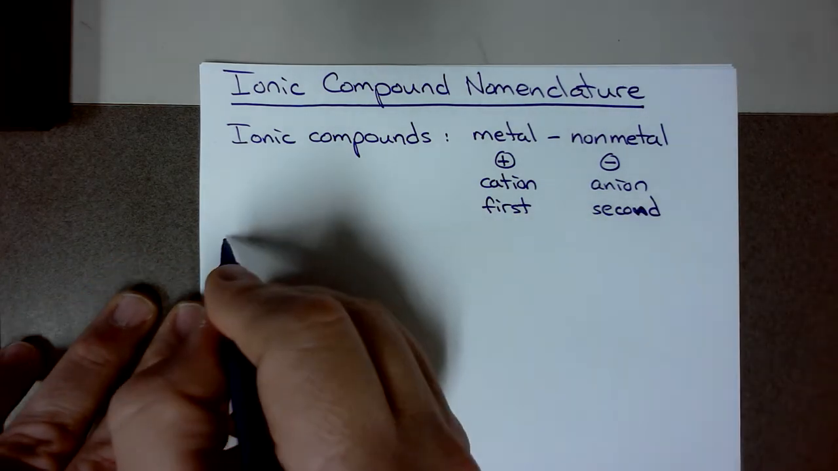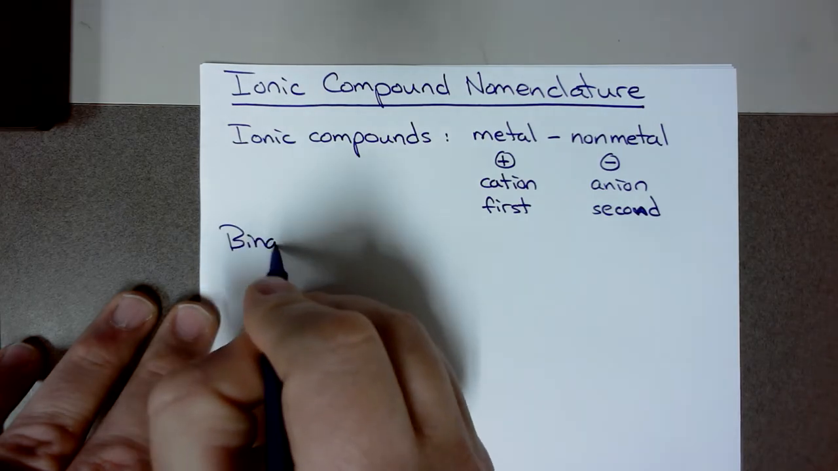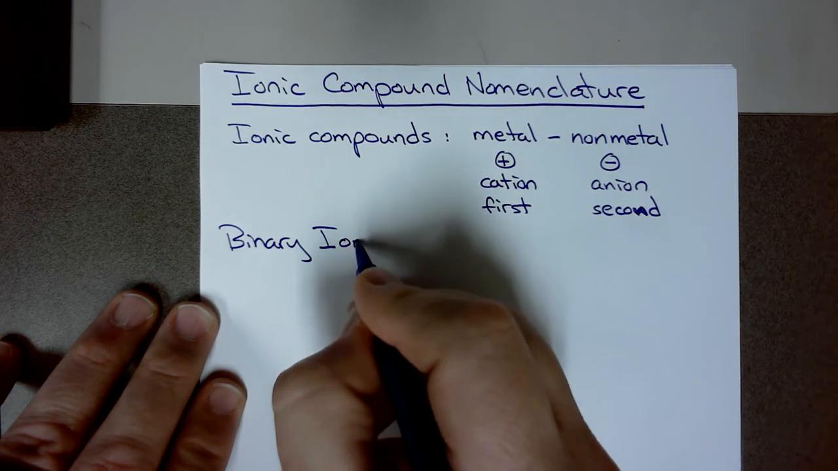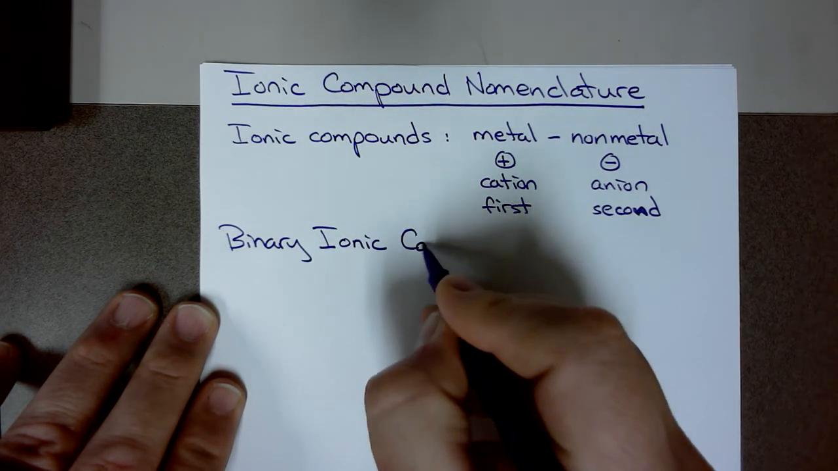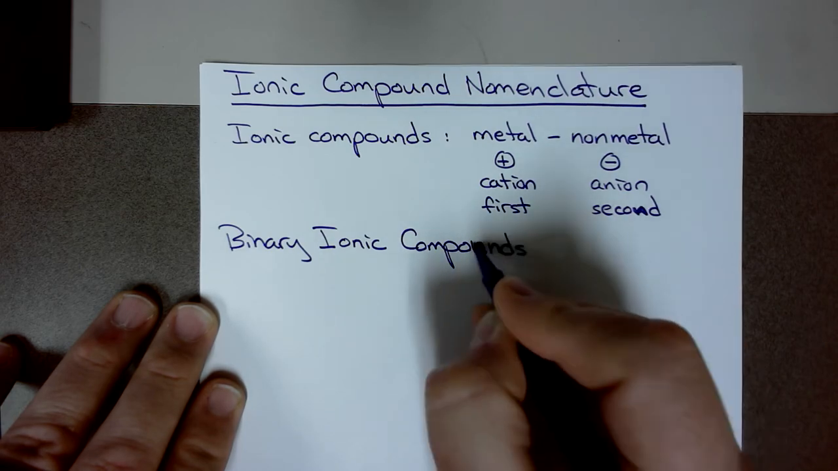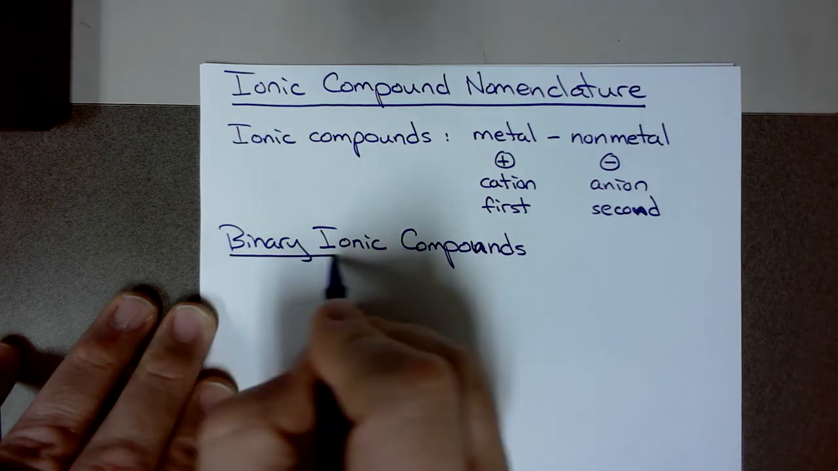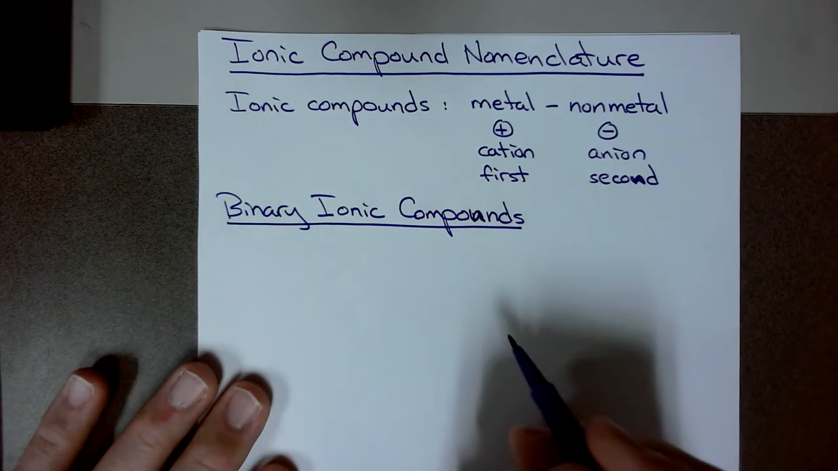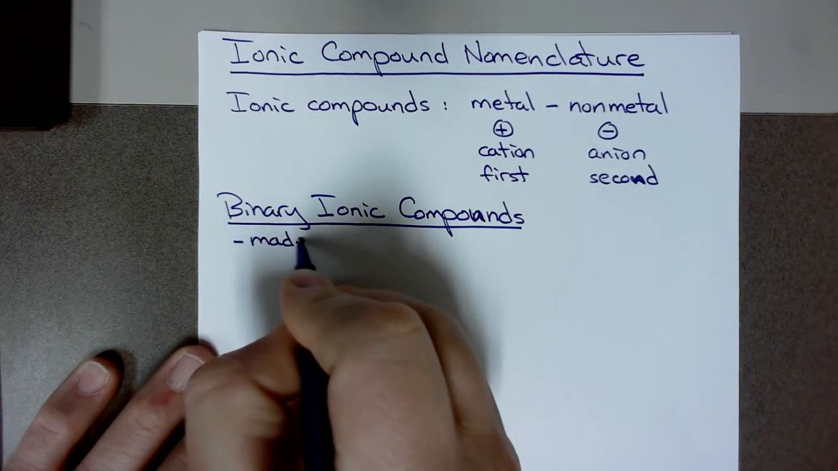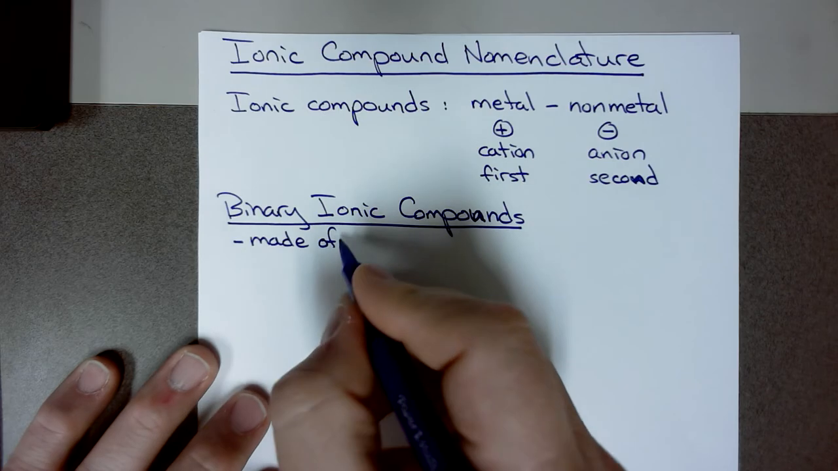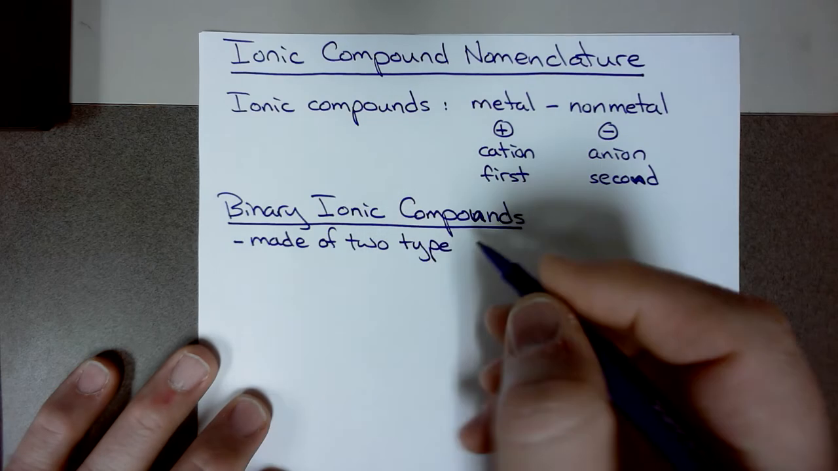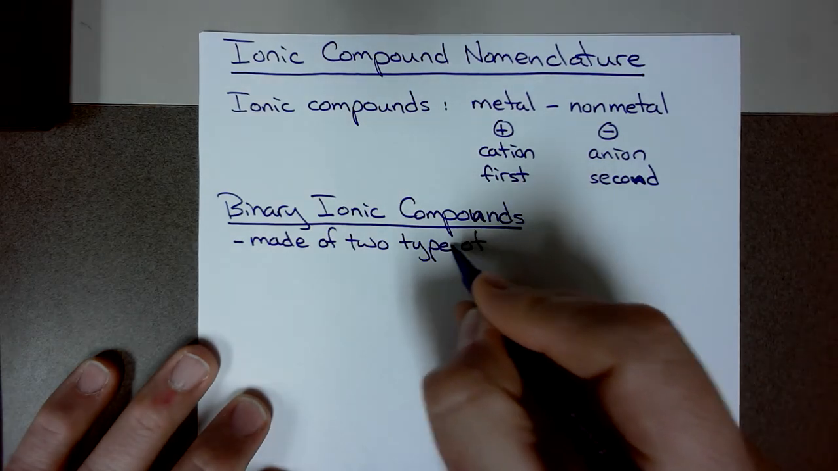So let's specifically look at binary ionic compounds. There's binary and ternary, but we're going to look at binary in this video. Binary ionic compounds are made of two types of elements. That's why it's binary.